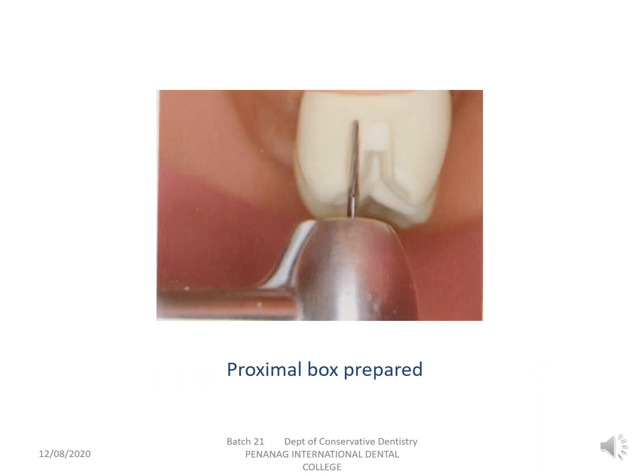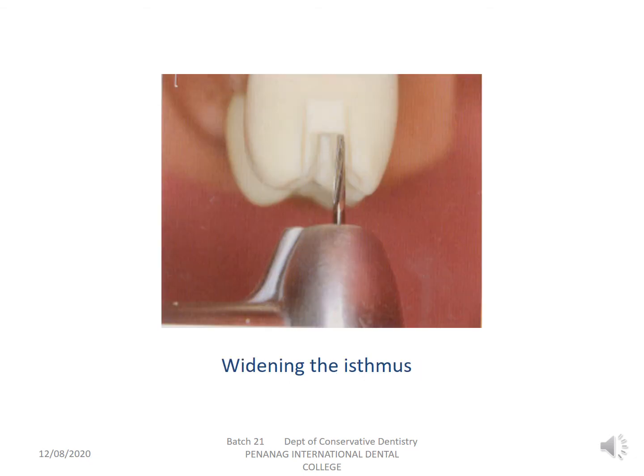This is how the proximal box looks after the preparation. Widen the isthmus. The isthmus is the area which connects your occlusal to the proximal box. Widen it with your 169L bur.